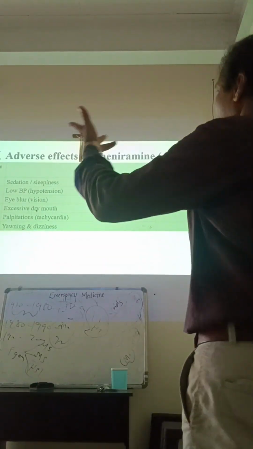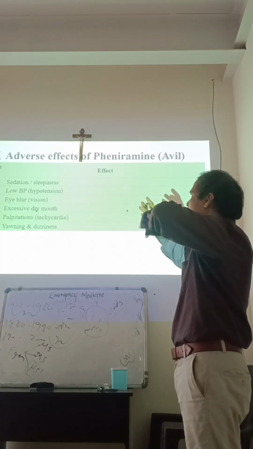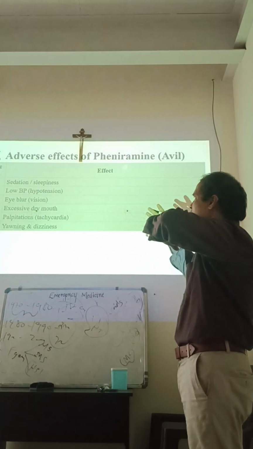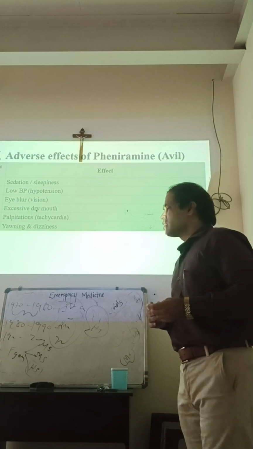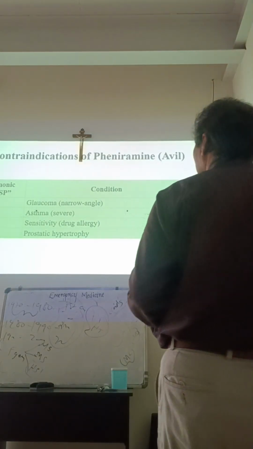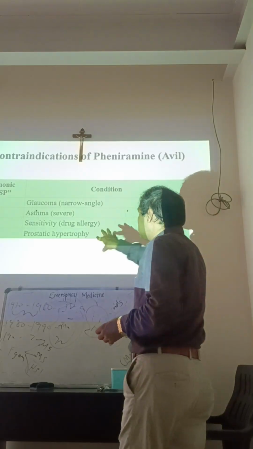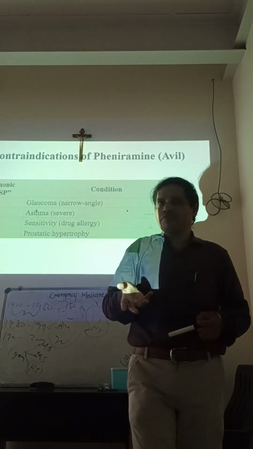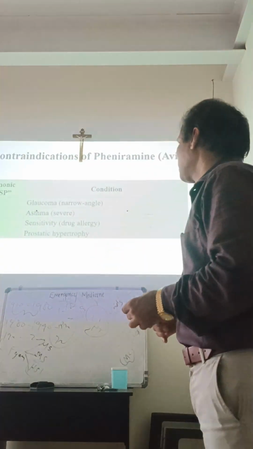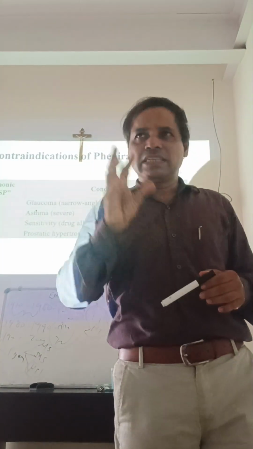Adverse effects, we already told. This is mostly for first generation: sleepiness, drowsiness, low BP, blurred vision, excessive dry mouth, palpitation, yawning, dizziness. These are all adverse effects. Coming to contraindications: glaucoma, asthma, or some people may have drug allergy to this also. Take a history. There are a few people who can show allergy even to an anti-allergic drug. Prostatic hypertrophy, where there is swelling or enlargement of the prostate gland.